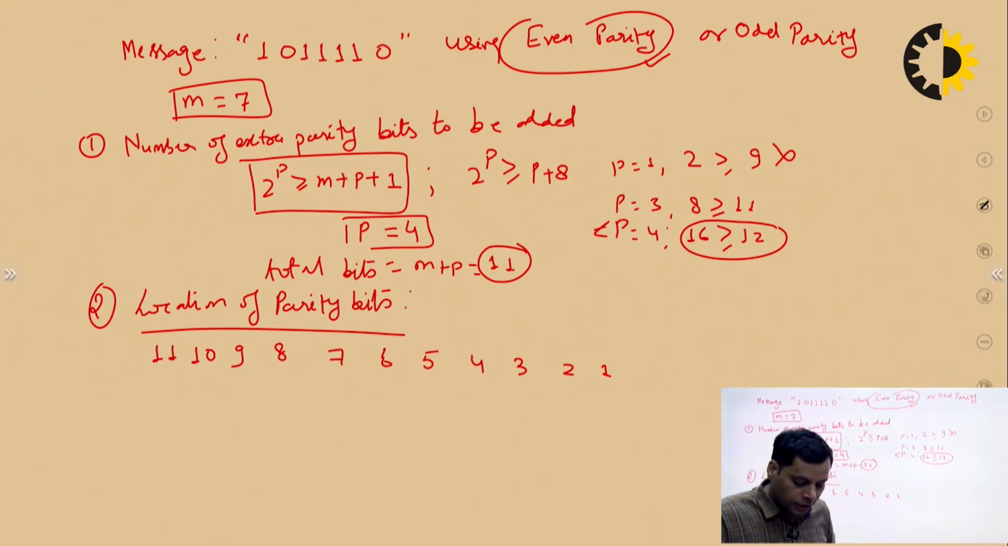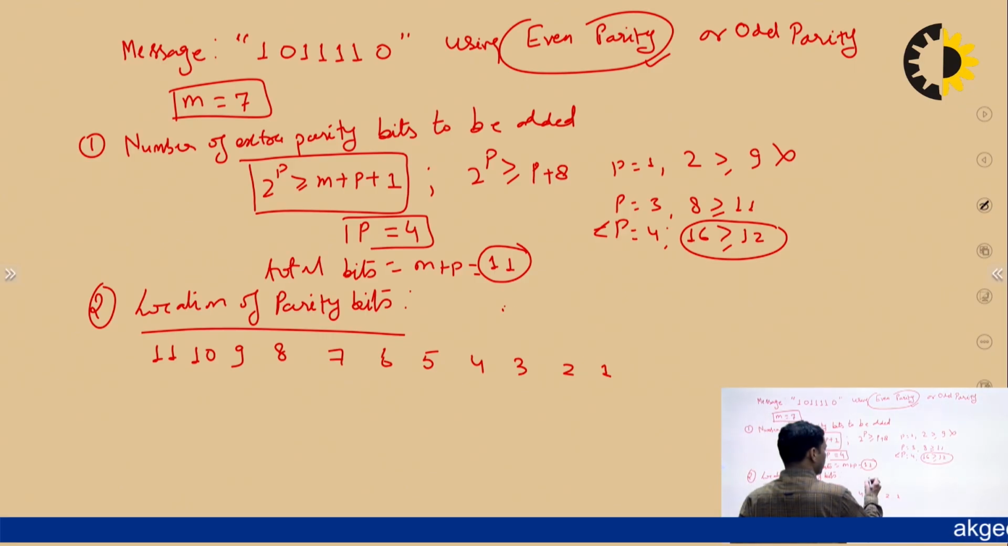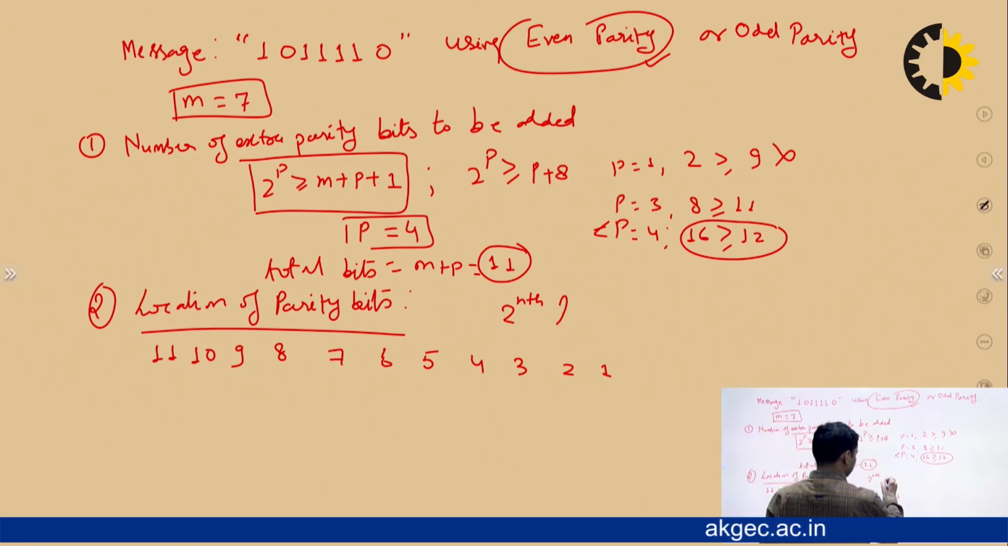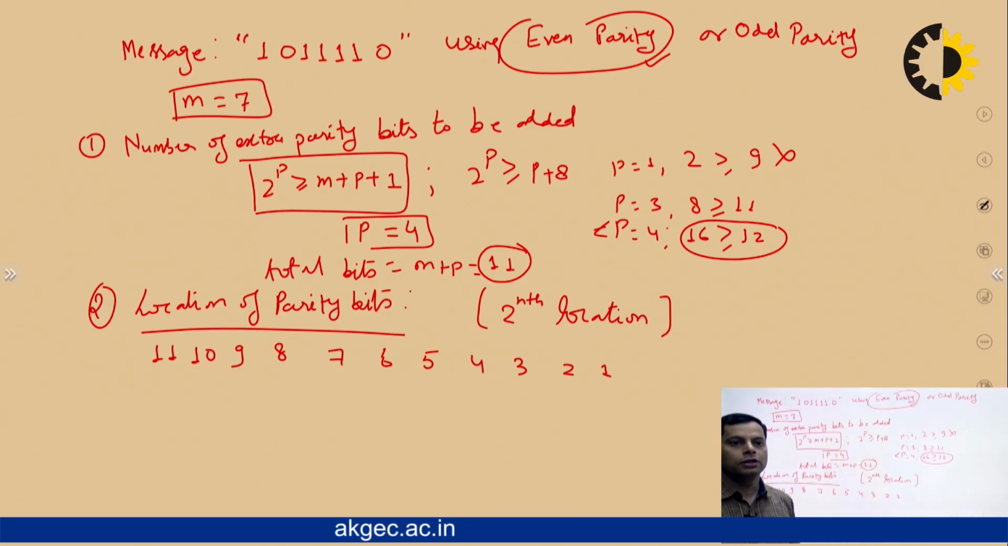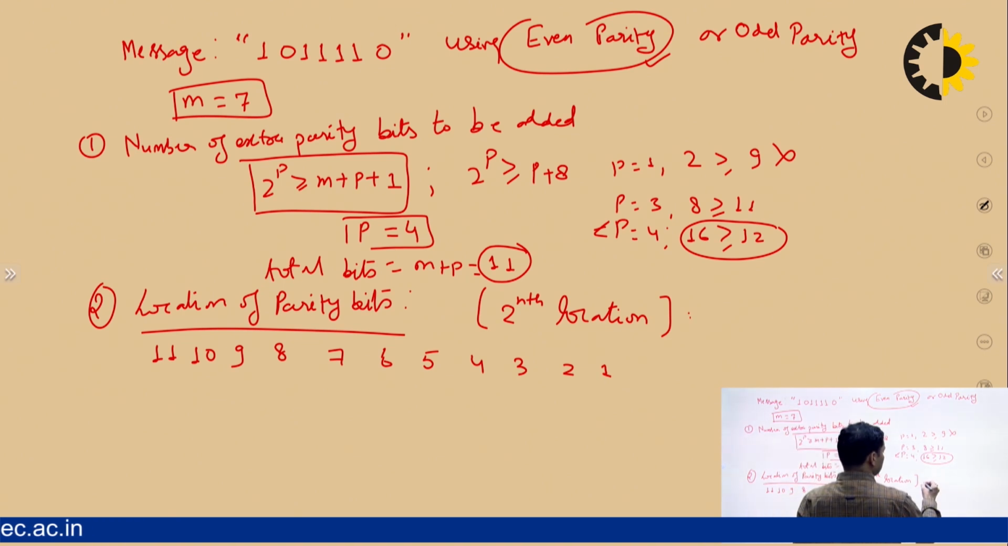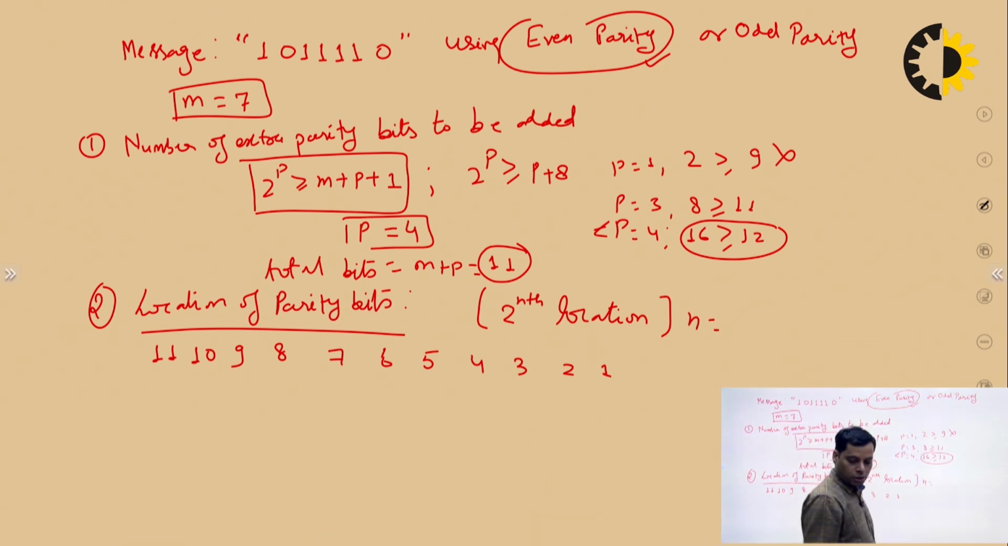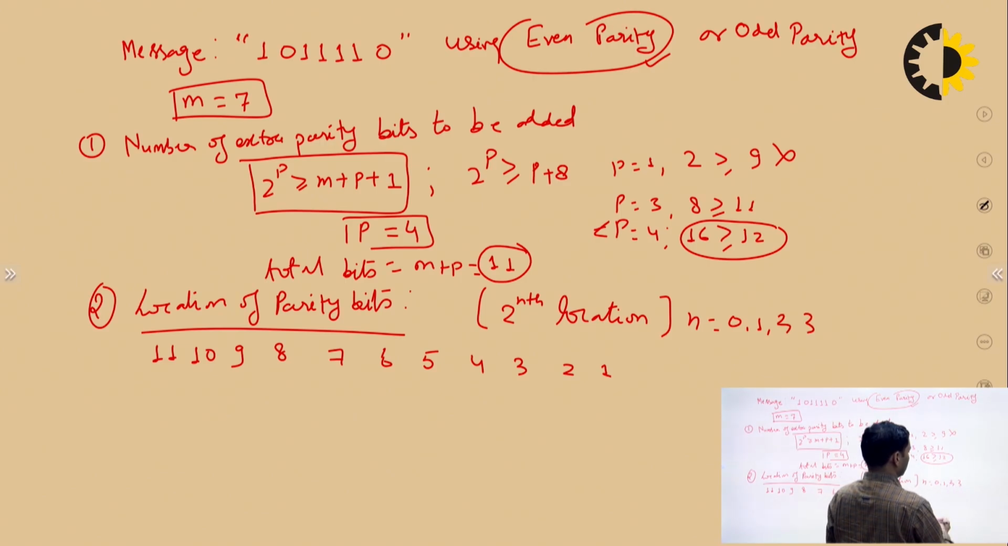So how will it be decided? The location of parity bits depends upon 2 raised to the power of the nth location. 2 raised to the power of n will decide the position of the parity bits in the entire message, which is 11 bits in length. Here the n value, because p is equal to 4, will start from 0 to p minus 1. So that is 0, 1, 2, 3.